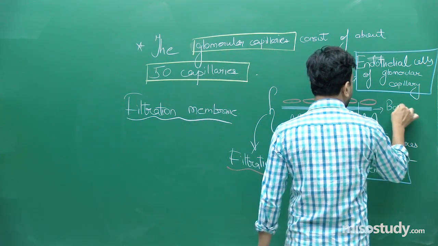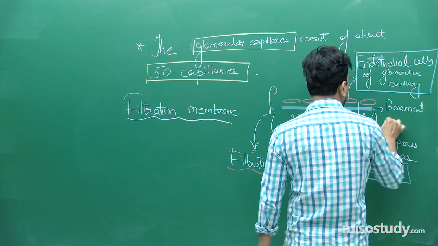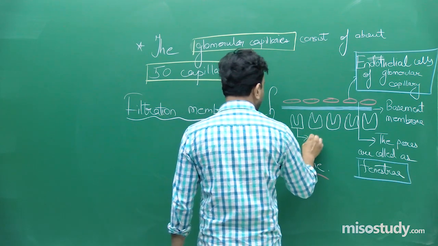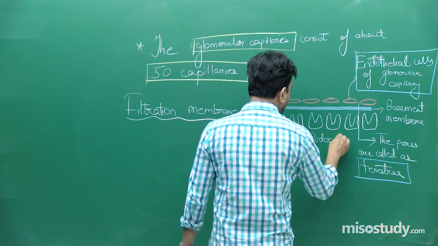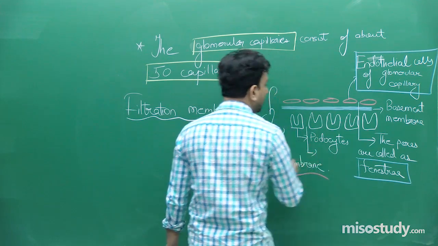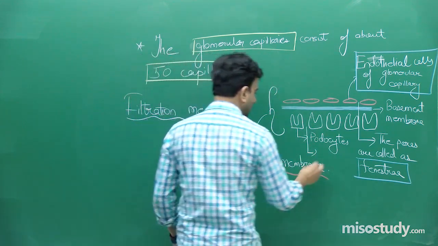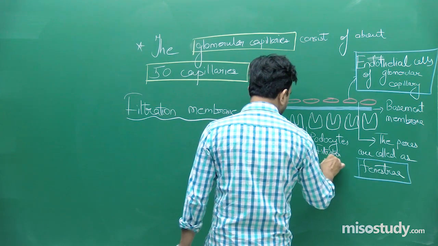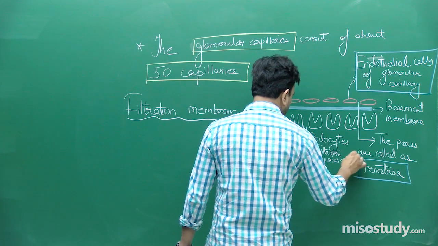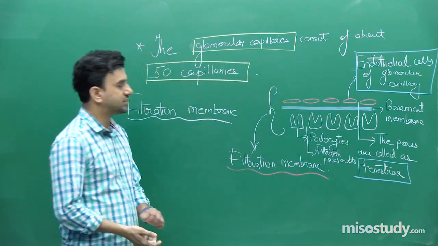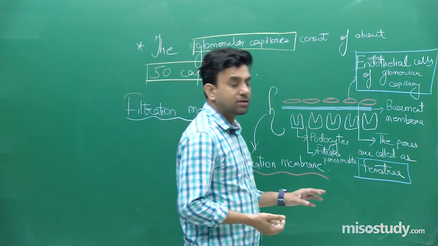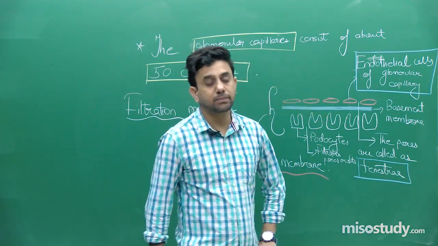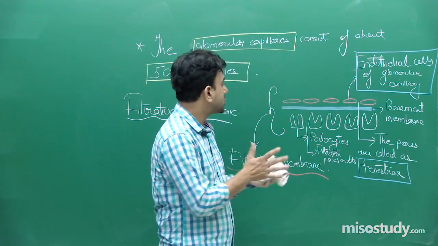This is the basement membrane. These are the podocytes, and as I told you, between the podocytes there will be the filtration slits, filtration pores or slits, whatever you want to say. So come back to this part. This whole thing is a filtration membrane, and this is from where the filtration will take place.